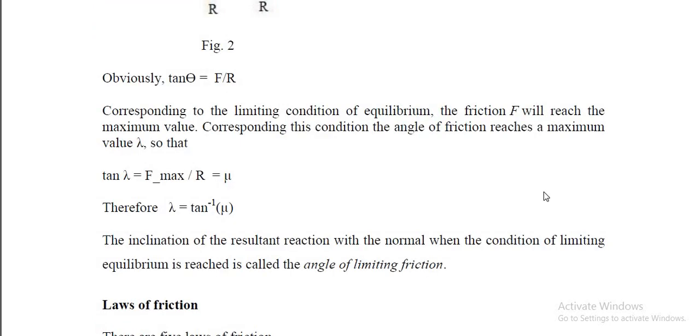Corresponding to the limiting equilibrium condition, the friction force attains a maximum value, and the angle of friction reaches a maximum value. It is given by tan lambda equals F max divided by R, equal to mu. Therefore lambda equals tan inverse mu. This lambda is also called the angle of limiting friction, because it is the inclination of the resultant reaction with the normal when the condition of limiting equilibrium is reached.